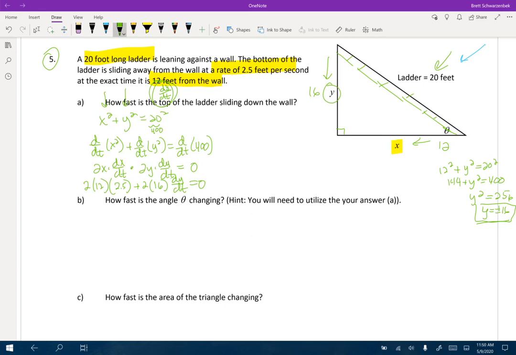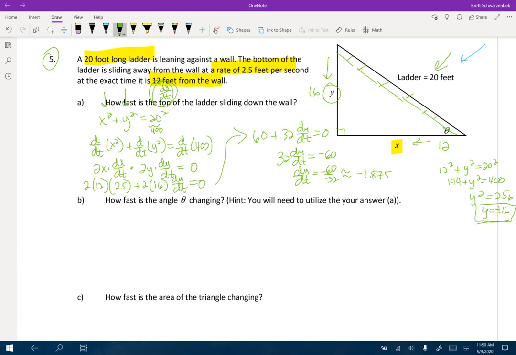Okay, so last but not least here, we need to solve. So it looks like it's going to be 60. 2 times 12 times 2.5 is 60, plus 32 dy/dt equals 0, which means 32 dy/dt is equal to negative 60, which means dy/dt is equal to negative 60 divided by 32, which is going to give you approximately negative 1.875, and then we need a label.